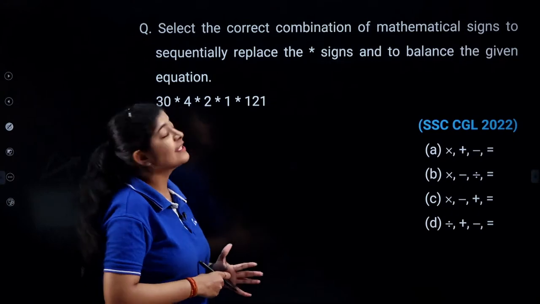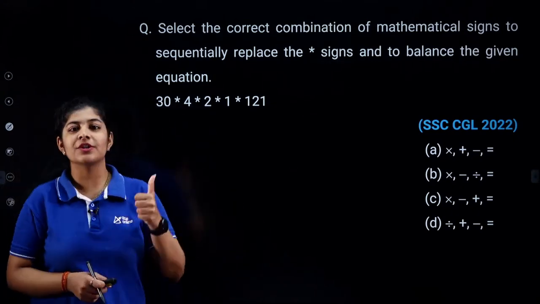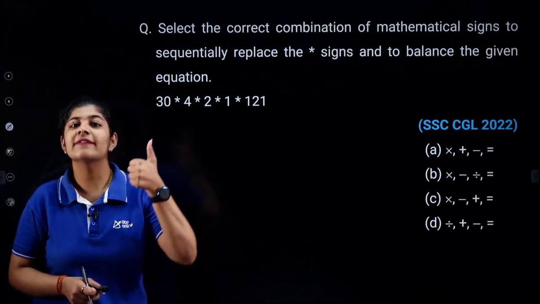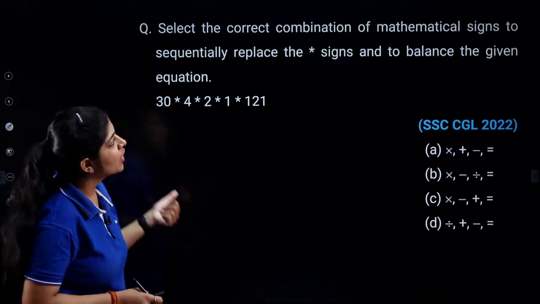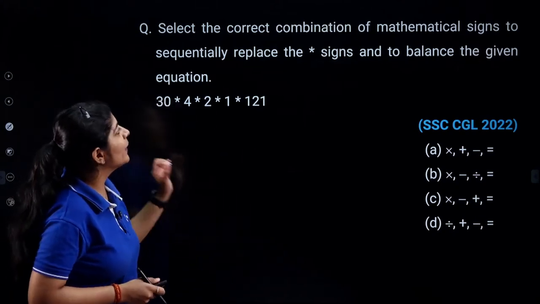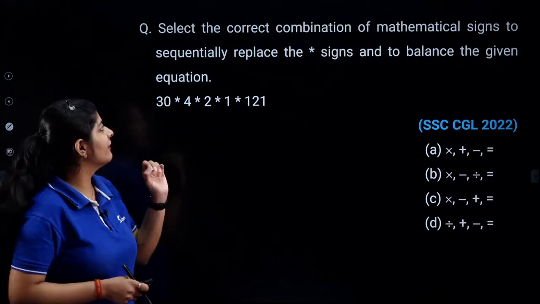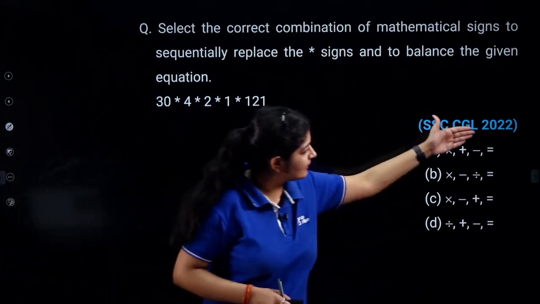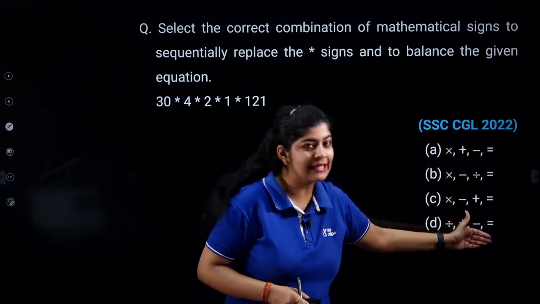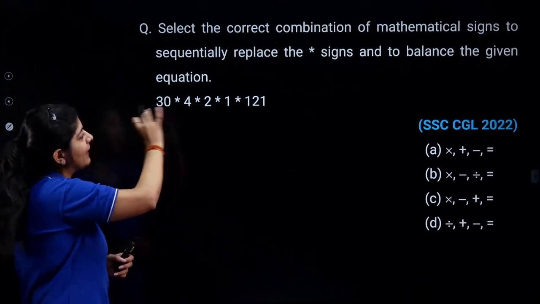Okay, so the next question says select the correct combination. This time we need to identify the correct combination of mathematical signs to sequentially replace the asterisk signs and balance the given equation. We know that the last sign is equal to, okay. Now, just pick the options and apply on it.